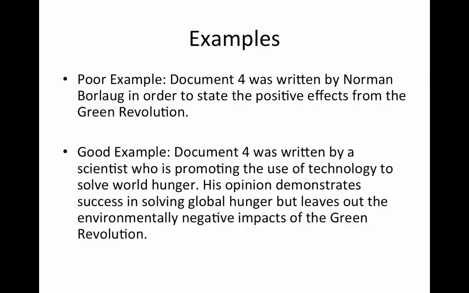Here's a much better example. Document 4 was written by a scientist, okay, that's Norman Borlaug, who is promoting the use of technology to solve world hunger. Okay, notice there's our purpose. The scientist was the original scientist to do the Green Revolution, and he's arguing that he wants to use technology to solve world hunger. Notice, this is not a paraphrasing of his argument, it's the purpose or function of his argument. Now, here comes the significance.